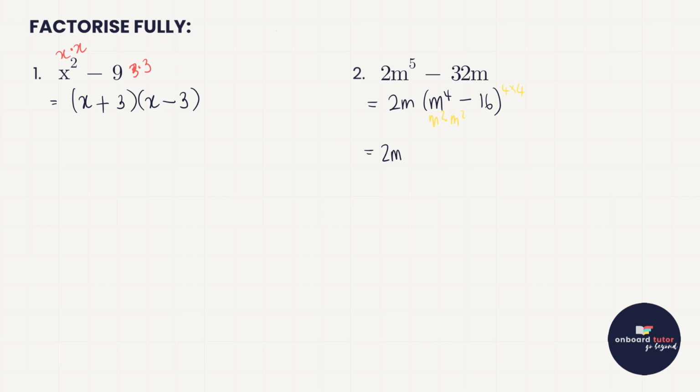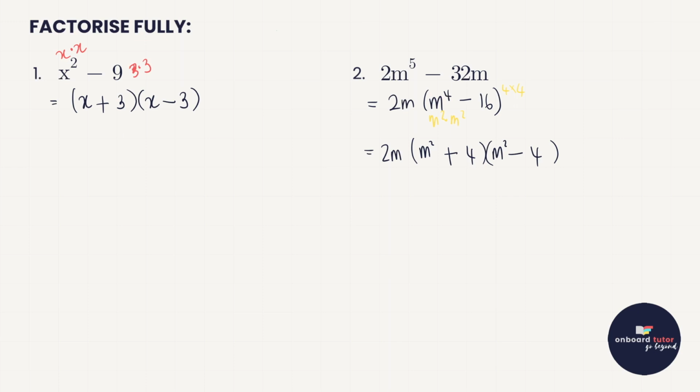So we've got the 2m that we factored out. And then this bracket is now going to become 2 factorized brackets. So m squared times m squared gives us m to the 4. 4 times 4 gives us 16, and one bracket is plus and one bracket is minus.